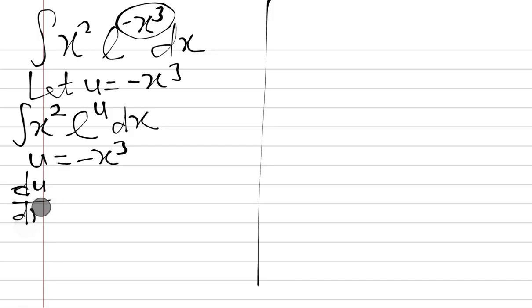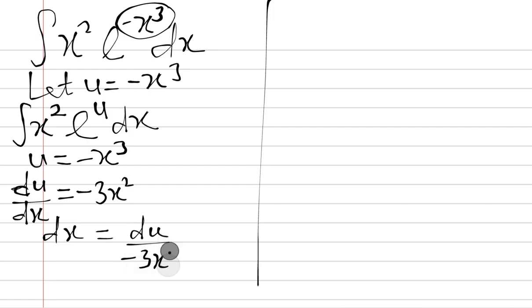So that means your du/dx will be minus 3x squared. If that is minus 3x squared, then you are going to cross multiply and divide. So if you do that, you are going to have dx equal to du over minus 3x squared. So this is your dx now.